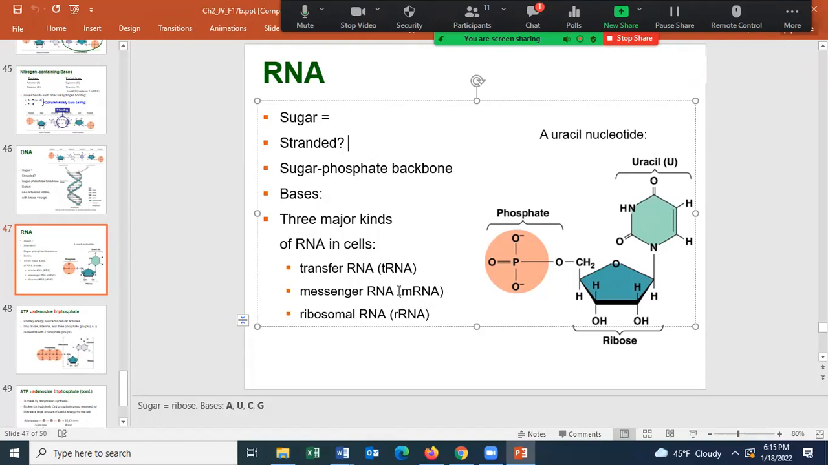So tRNA, messenger RNA, and rRNA is the same molecule. To be tRNA, you have to have a specific sequence of the nucleotides. And to be rRNA, you have to have a specific sequence to be rRNA. And to be messenger RNA, you have to have a variety of different sequences. So they're the same molecule, they just have different sequencing of the nucleotides.